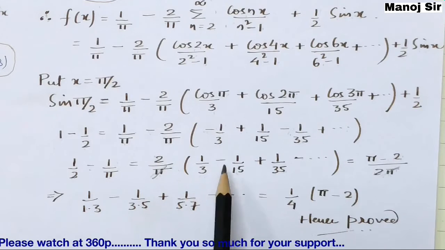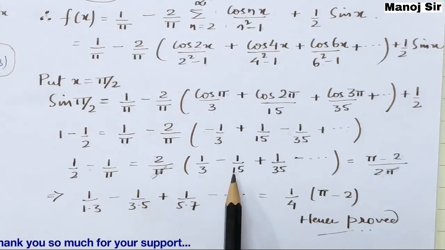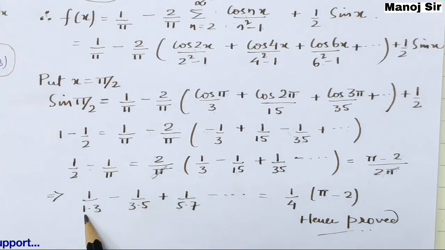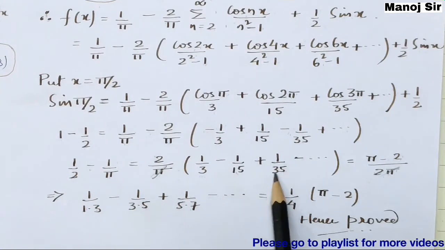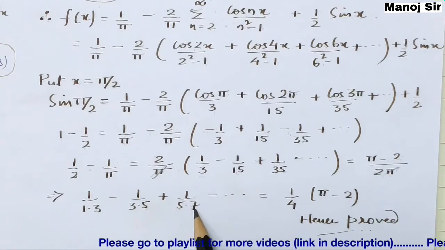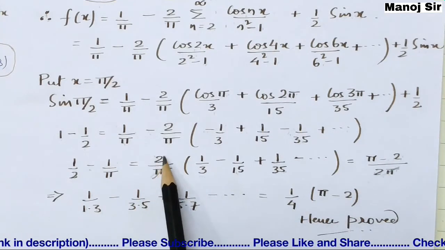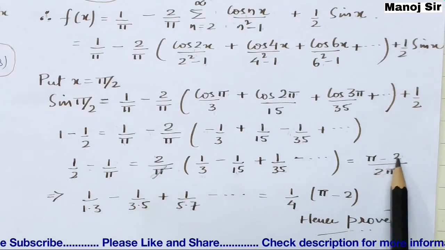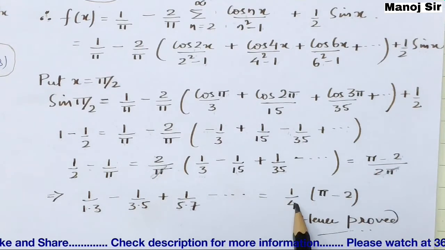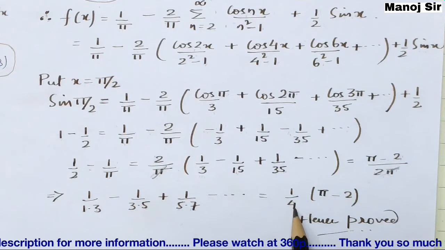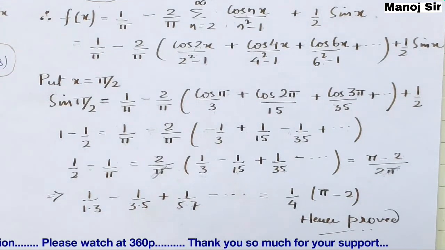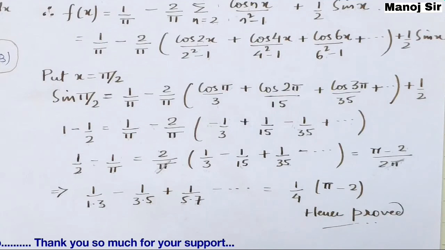It means we have 1 upon 3 minus 1 upon 15 and so on. 1 upon 3 can be written as 1 upon 1 into 3, 1 upon 15 can be written as 1 upon 3 into 5, and 1 upon 35 can be written as 1 upon 5 into 7, minus dot dot dot. Again, taking this 2 here, that is (pi minus 2) upon 2 into 2, that is 4. So we can write this as 1 upon 4 times (pi minus 2), and this is what we wanted to prove. Okay, thank you so much.